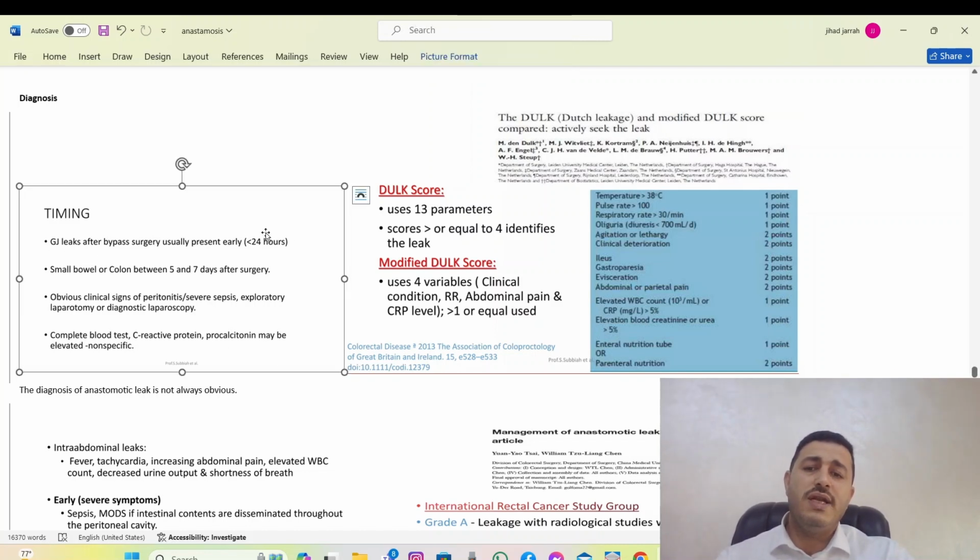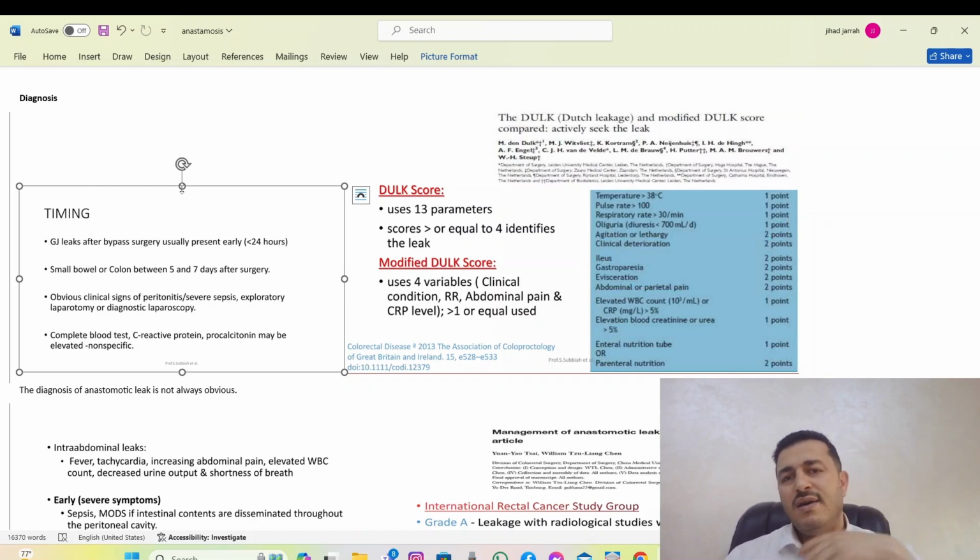Gastroduodenal leak usually presents within the first 24 hours, especially when we are talking about bariatric surgery. I remember from my board preparation that the first sign in upper GI leak, especially in bariatric and bypass surgeries, was tachypnea. Early leak is immediately after surgery and requires return to the theater.